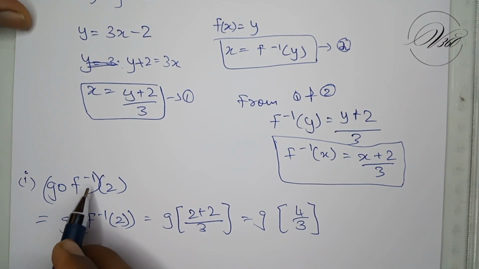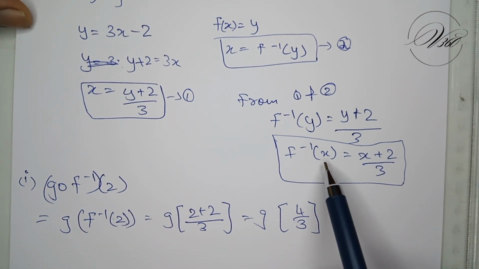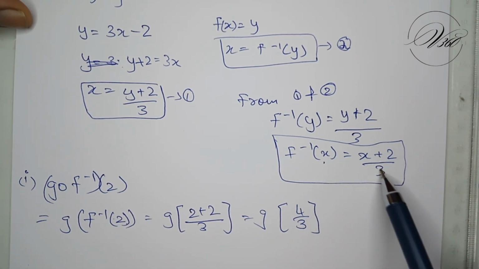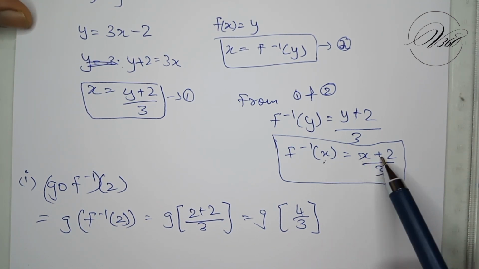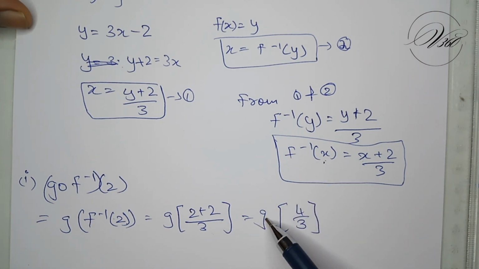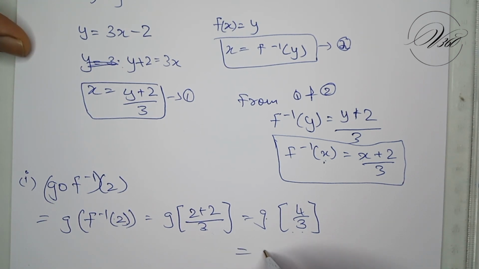g of f inverse of 2. g of f inverse of 2 is g of f x, which is x plus 2 by 3. If we replace x with 2, it becomes 2 plus 2 by 3. Now 2 plus 2 is 4, and the denominator is 3 again. Now g is x square plus 1, so we will write (4 by 3) whole square plus 1.